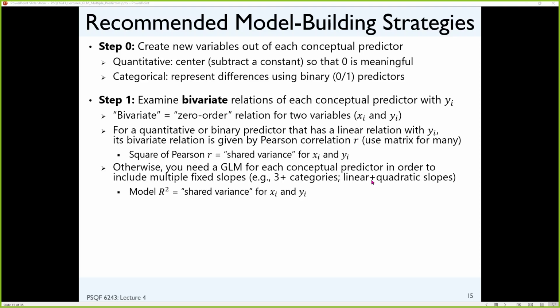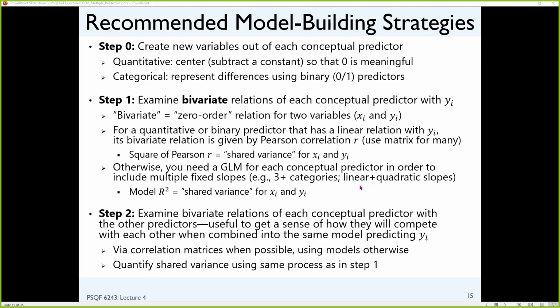Models make the slopes work together. Individual correlations do not. So if I have like a 4-category predictor, the right way to examine the relationship bivariately with just that outcome and that predictor is a regression, because then the R-square tells me about how strong that relationship is captured by the 3 slopes.